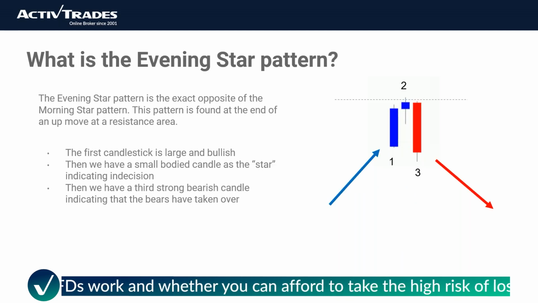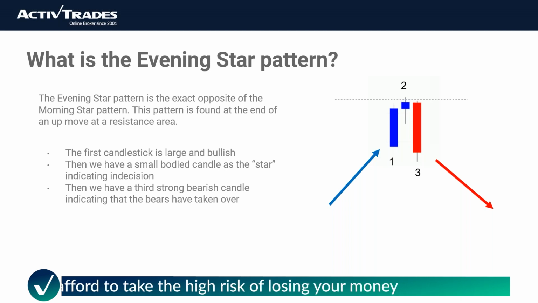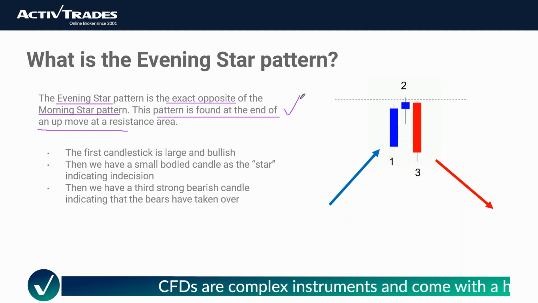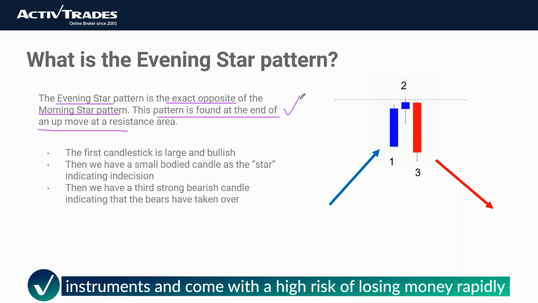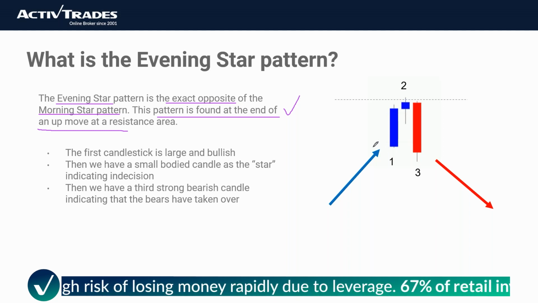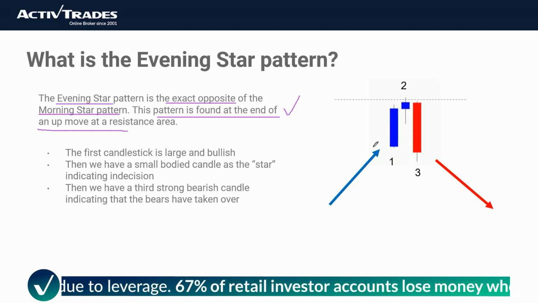So on the flip side of a Morningstar, we have the evening star pattern. As you may not be surprised to hear, the evening star pattern is the exact opposite of the morning star pattern. And this pattern is generally found at the end of an up move at a resistance area. Remember, we're always looking for that confluence of events, okay? We're always looking for two, three, four things to come together at one time and place that give us a higher indication of where the likely direction is after the candles have closed.